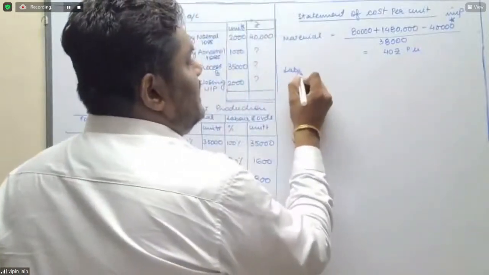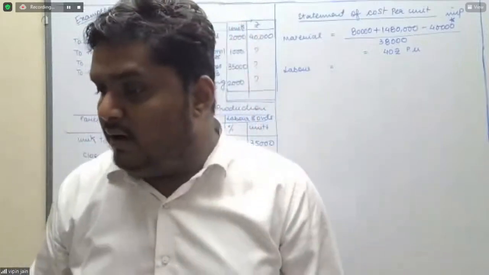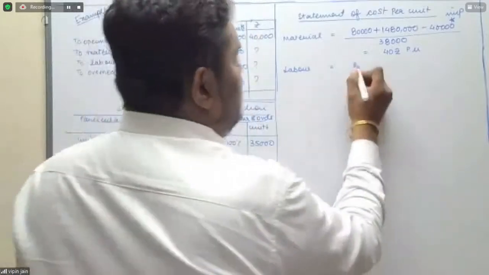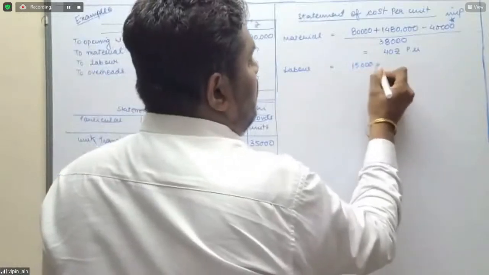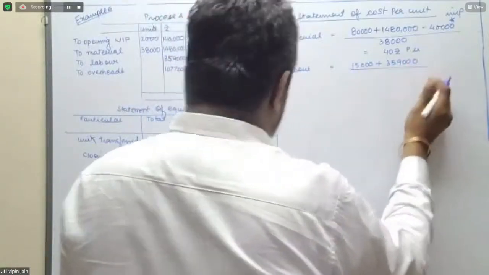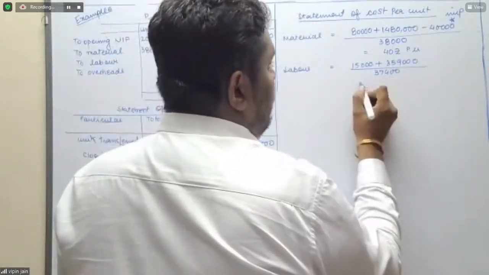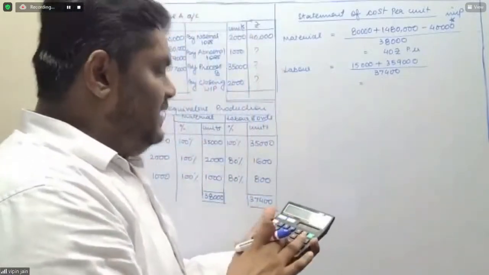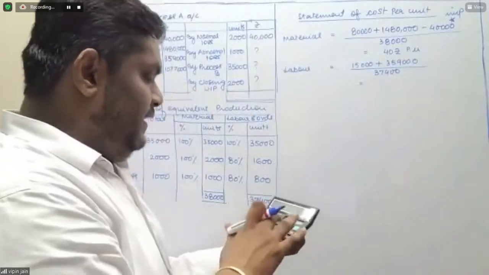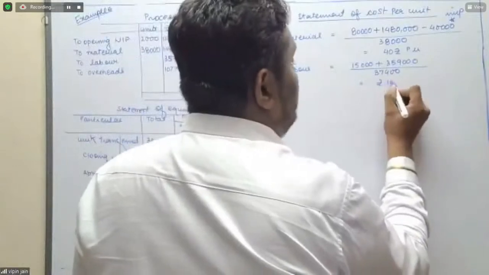As far as labor is concerned, the cost already incurred in opening work in progress is 15,000, plus the labor cost incurred during the year, that is 3,59,000, divided by the equivalent number of units, that is 37,400. So 15,000 plus 3,59,000 divided by 37,400. So this will be rupees 10 per unit.